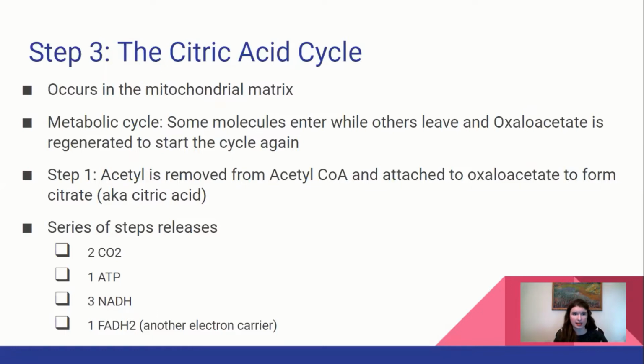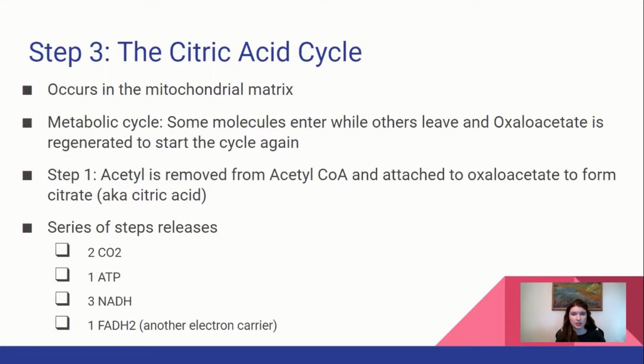Bare bones of the citric acid cycle. So one thing is that we're in the mitochondrial matrix now. So keep an eye on where we are in the cell. Right? We're in the center of the mitochondria. Second thing to know about the citric acid cycle is that it is a metabolic cycle, which means it just keeps going in a loop.